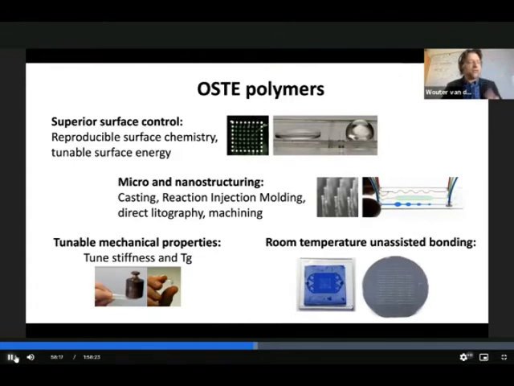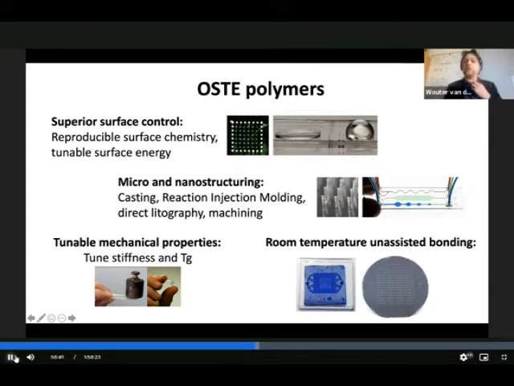Now this gives a lot of interesting properties. It gives you perfect control over your surface chemistry because we have reactive groups that you can use to tune your surface for binding molecules or for hydrophobic hydrophilic treatment. To our surprise, this is also a great polymer for photostructuring. So you can use it as SU8. You can do direct photolithography in it.